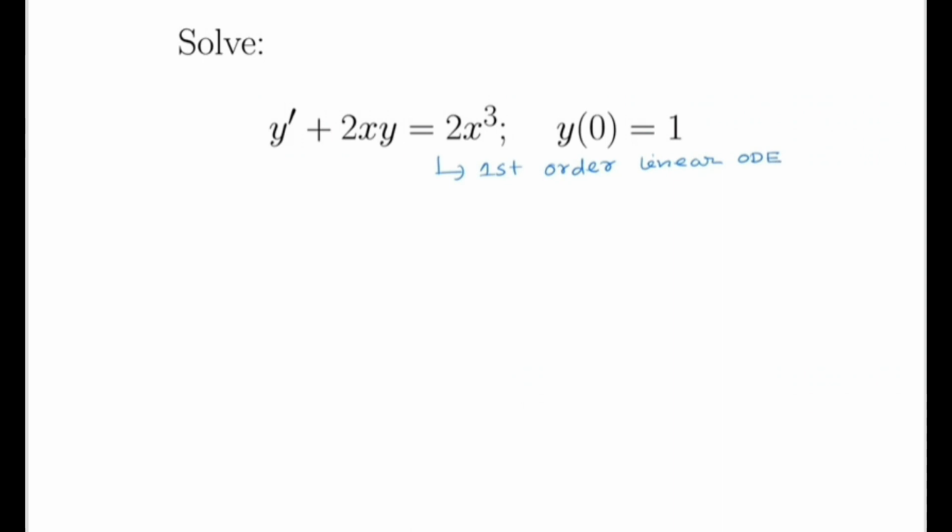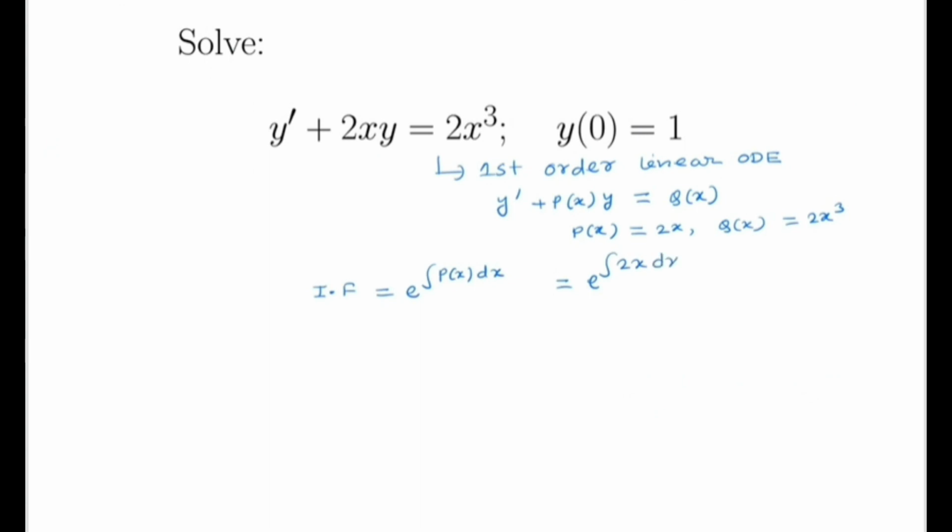Now first order linear ODE has the following form: y prime plus p(x) times y is equal to q(x). So by comparing, we get here p(x) is equal to 2x and q(x) is equal to 2x cube. Now we know the formula of integrating factor for first order linear ODE, which is given by e to the power integral p(x) dx.